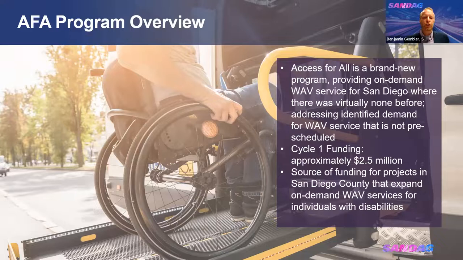So this will be the first year for the Access for All program in San Diego County. Prior to Access for All, there has been little to no on-demand wheelchair accessible vehicle service in the region. SANDAG's 2020 coordinated plan, the document that establishes a regional strategy to provide transportation to recognized transportation disadvantaged groups, discusses this disparity and the challenges it has brought to our region. AFA funding for the first cycle will be approximately $2.5 million for projects that are creating and expanding on-demand wheelchair accessible vehicle service for individuals with disabilities in the county. Next slide, please.